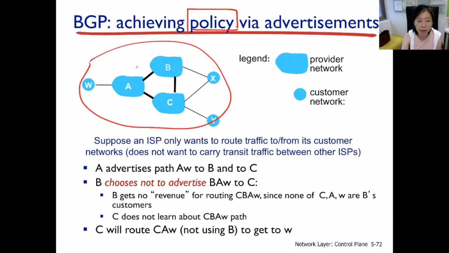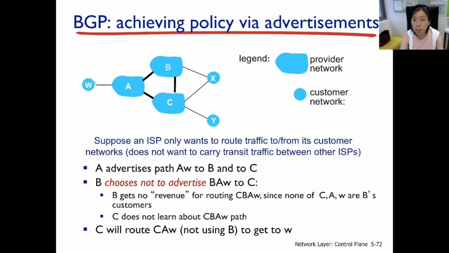Consider this network. We have 3 ISPs in the middle, A, B, C, they are the provider networks. W, X, Y are the customer networks. More specifically, W is the customer of ISP A. So W pays A some amount of money every month, and A will in turn help W passing packets, going out to the rest of the internet or coming in from the internet.